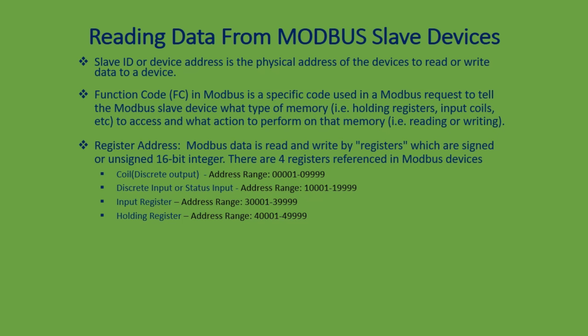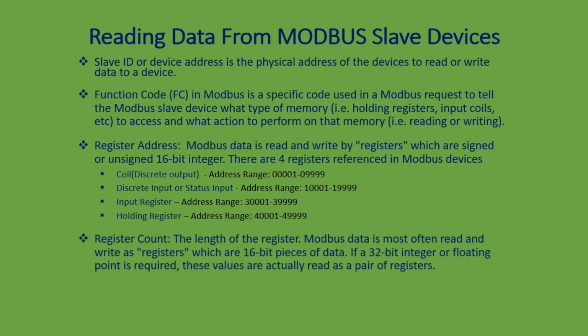And next is register address. Modbus data is read and written by registers, which are signed or unsigned 16-bit integers. There are 4 registers referred to in a Modbus device: coil or discrete output, address range 1 to 9999. Discrete input or status input, address range 10,001 to 19,999. Input register, address range 30,001 to 39,999. Holding register, address range 40,001 to 49,999.